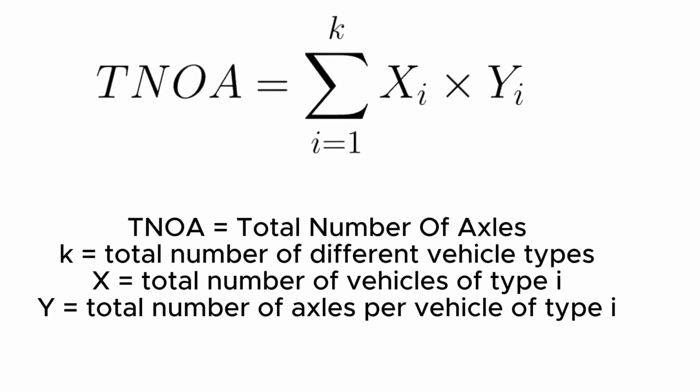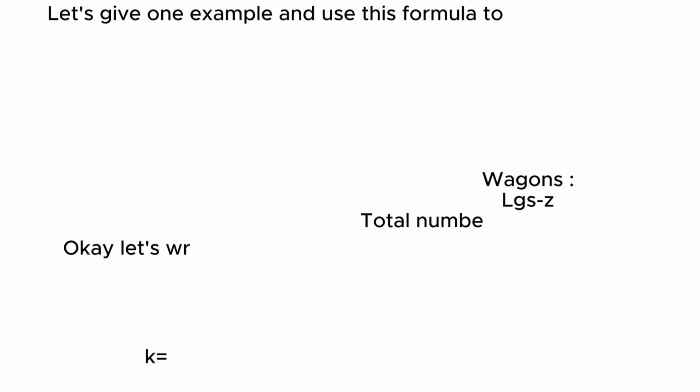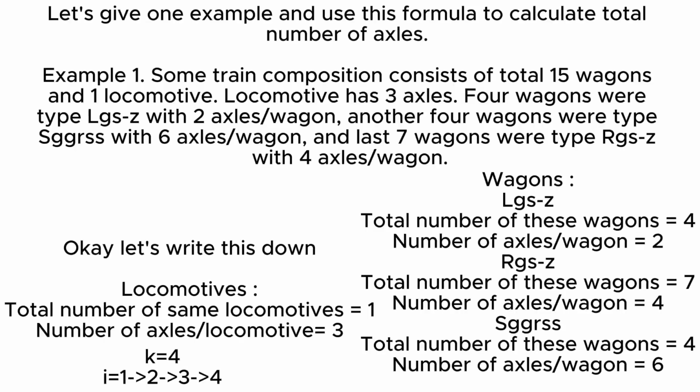Here is a general formula you can use to calculate total number of axles. TNOA stands for total number of axles, K is total number of different vehicle types, X is total number of vehicles of type I, and Y is total number of axles per vehicle of type I. Let's give one example and use this formula to calculate total number of axles.